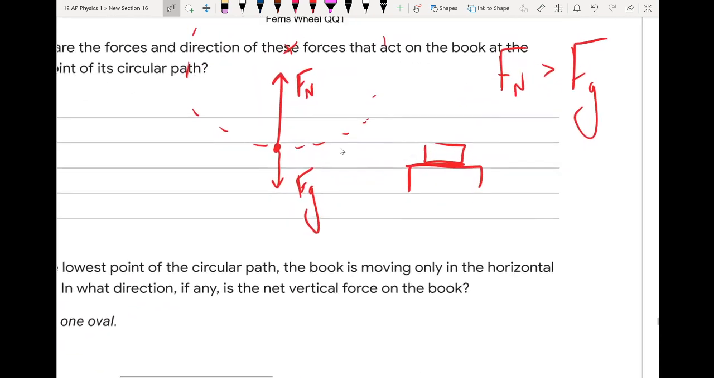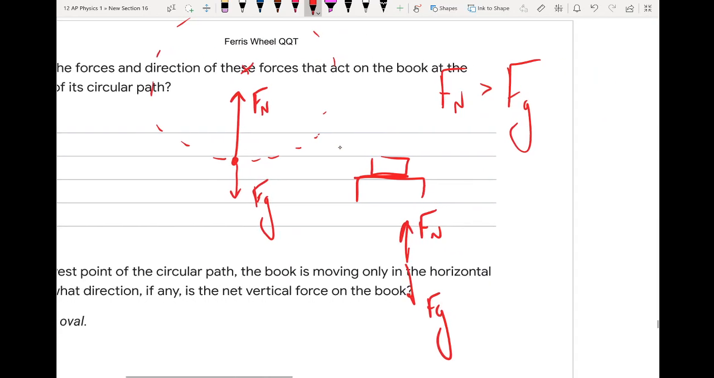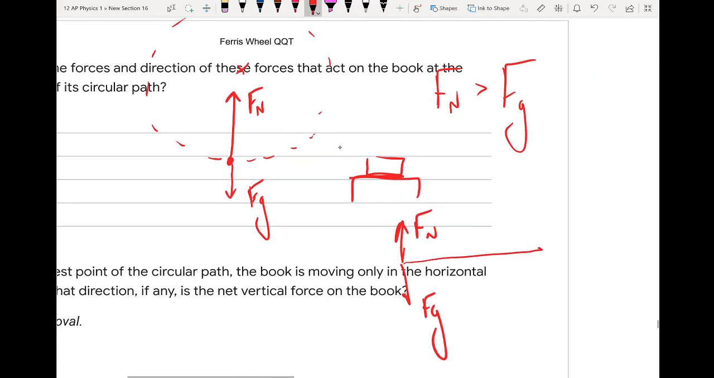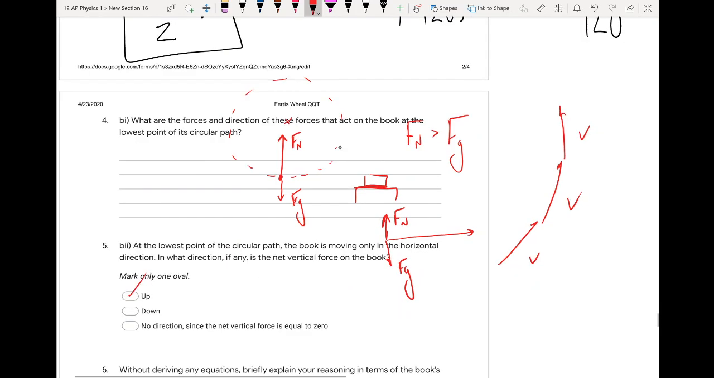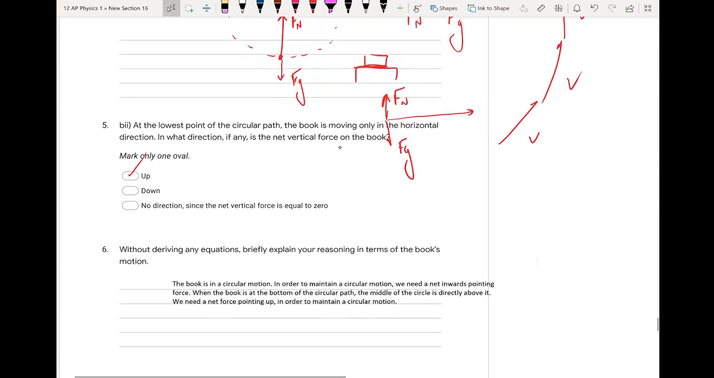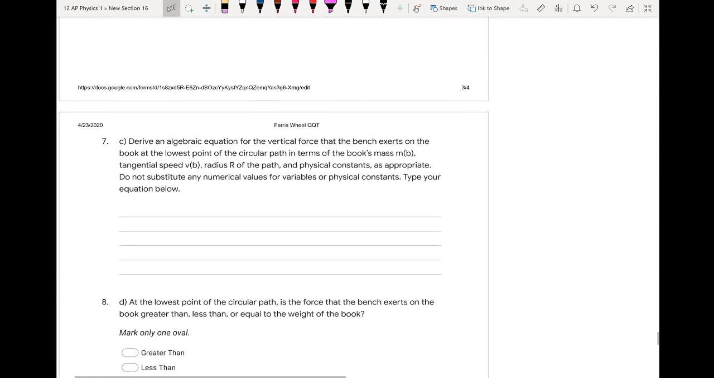If we just had this balanced force where the normal force and the gravitational force equaled each other, then based on Newton's first law, this thing would just continue moving in a straight path with a constant velocity. But if we have an acceleration, we have a net force, this object is accelerating. It's changing the direction of its velocity. The direction of its velocity is constantly changing, so that means it's technically accelerating, and it's not moving in a straight path with a constant velocity.